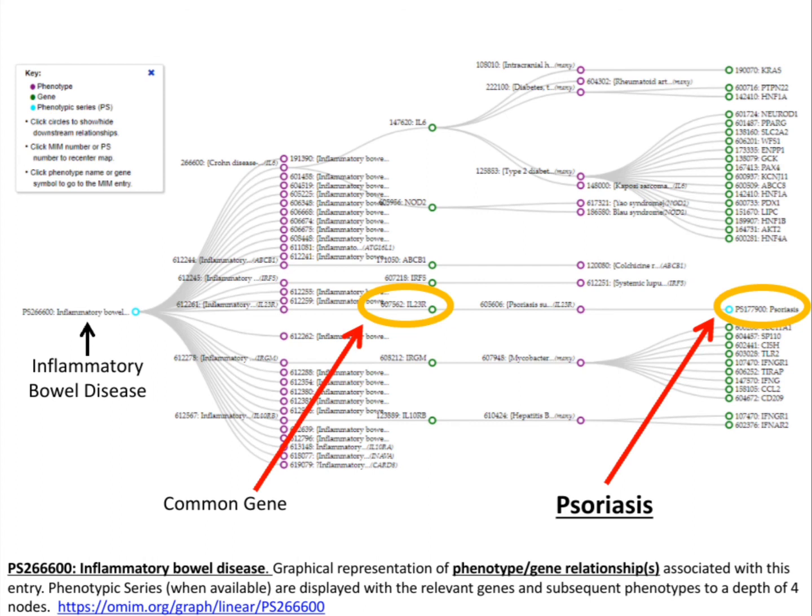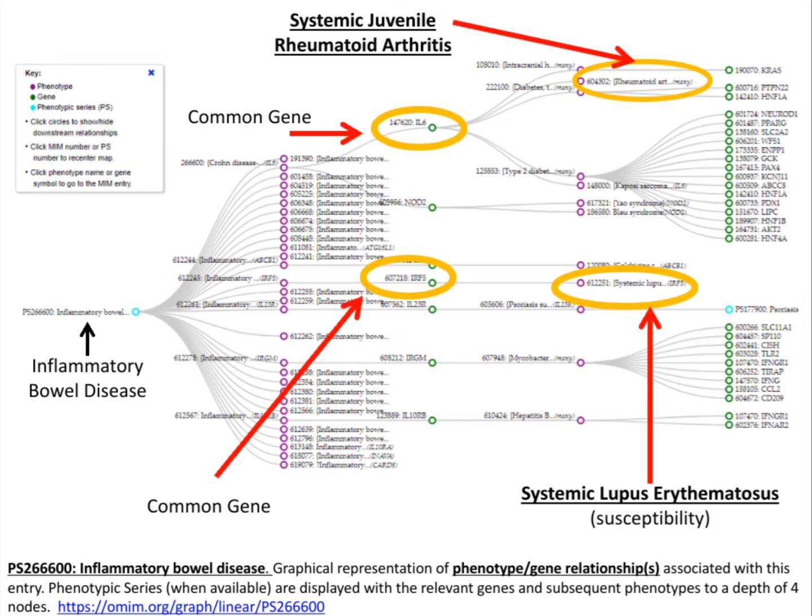This chart from the beginning of the presentation shows a genetic linkage between inflammatory bowel disease and psoriasis. One gene which links them may contribute to the development of both conditions. The same pattern is shown here with a specific form of systemic juvenile rheumatoid arthritis and susceptibility to lupus.